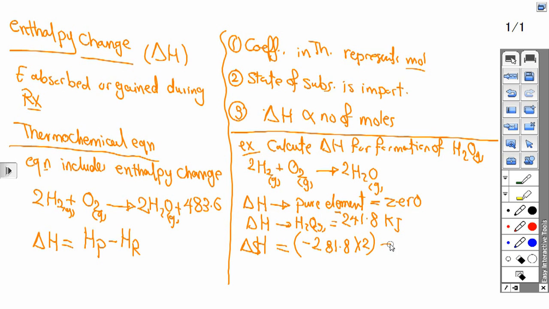Minus delta H of the reactant, which is 0 plus 0, because the delta H for hydrogen is 0 and delta H for oxygen is 0. So delta H for this reaction will be negative 483.6. The unit of delta H, as we said, delta H is energy. The unit of delta H is kilojoule. This is delta H for this reaction.